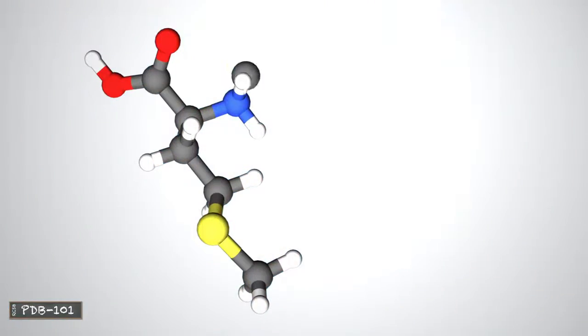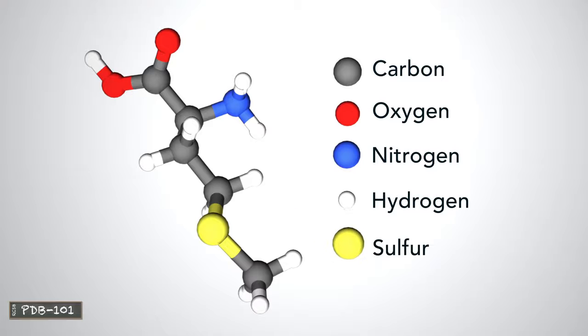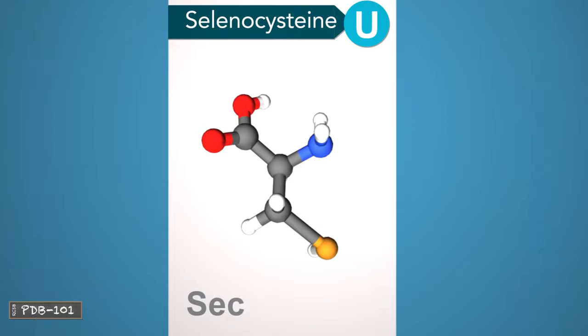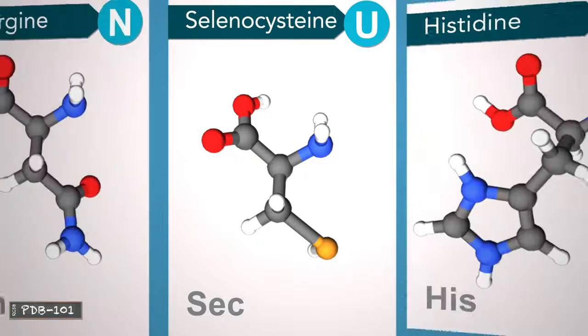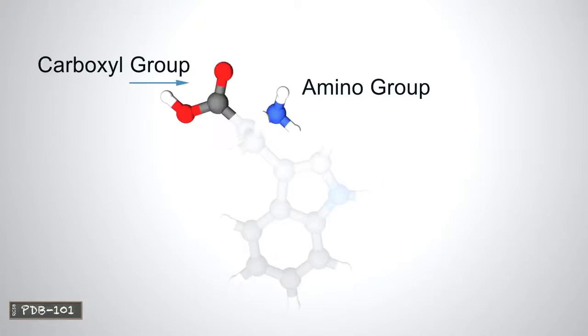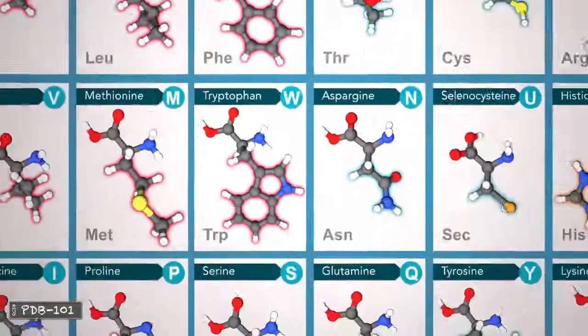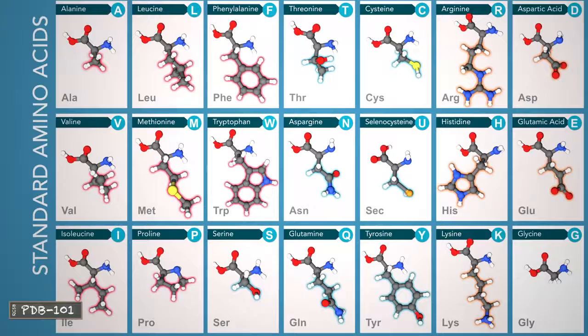Amino acids are made of carbon, oxygen, nitrogen, and hydrogen atoms, and some contain sulfur atoms. Selenocysteine is the only standard amino acid that contains a selenium atom. These atoms form an amino group, a carboxyl group, and a side chain, all attached to a central carbon atom. The side chain determines an amino acid's properties and is the only part that varies from amino acid to amino acid.